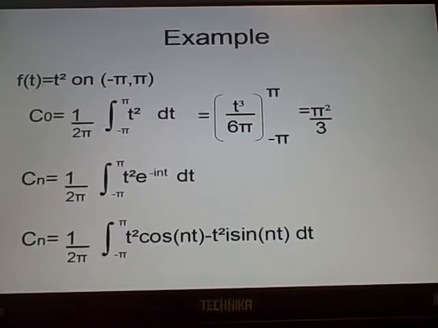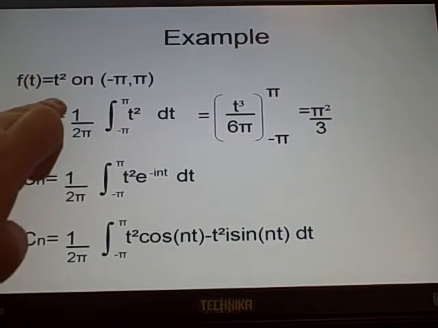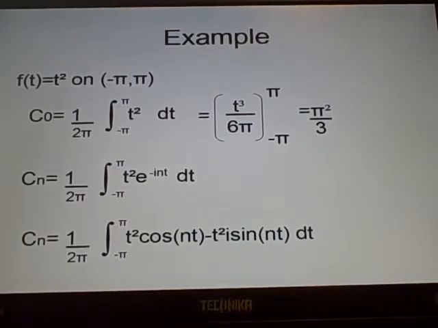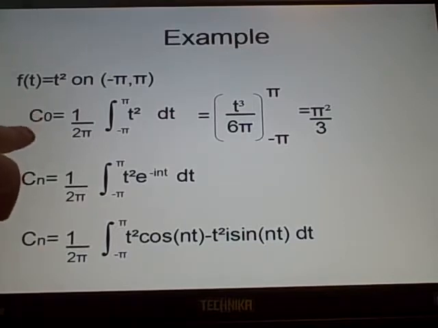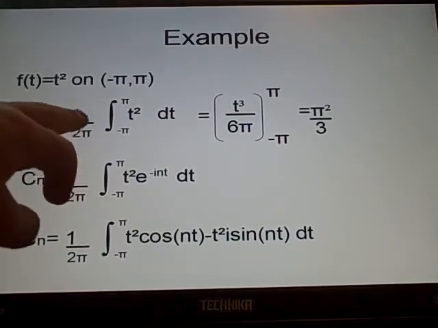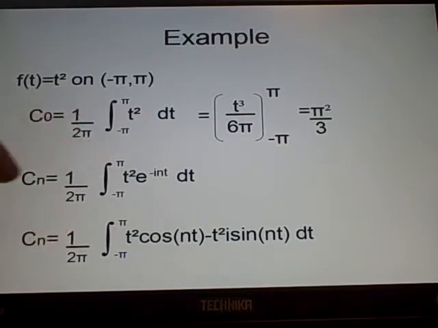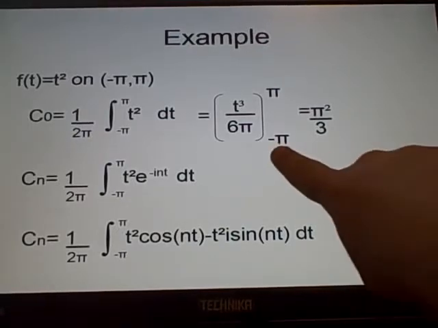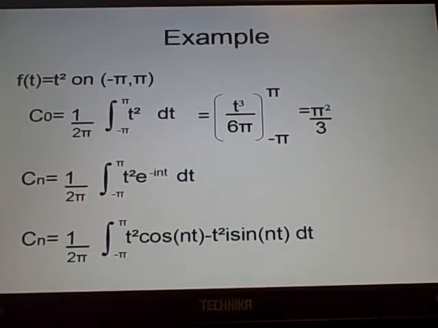So here we go. Right, now our example. Our function is t squared, and it's on the minus pi to pi. Now, first thing we should normally do is get our c0, which is, remember, 1 over 2 pi times integral from minus pi to pi, because that is our boundary, of t squared times e to the 0, which is 1, dt, which we integrate, and we get pi squared over 3.